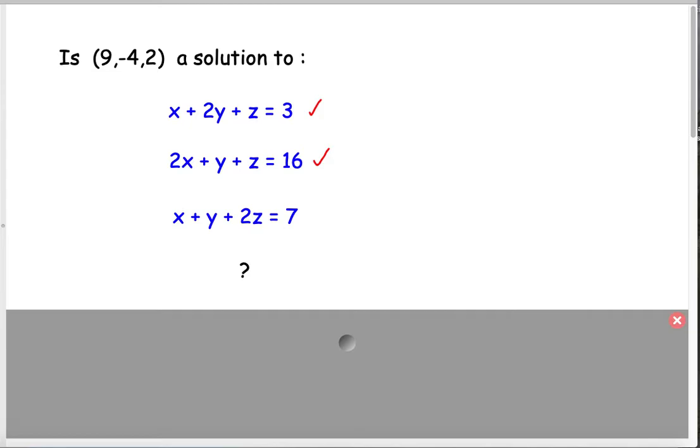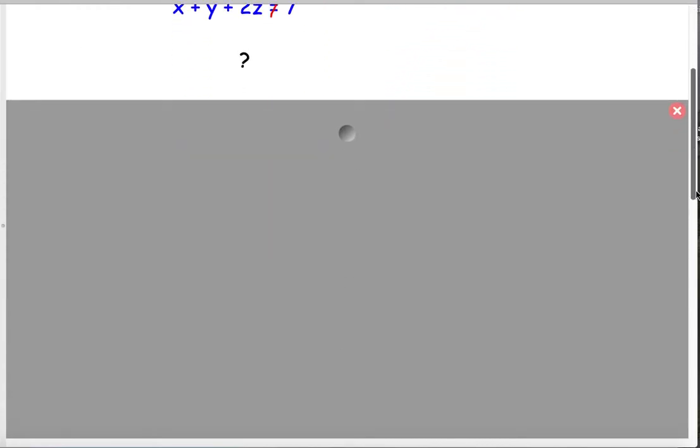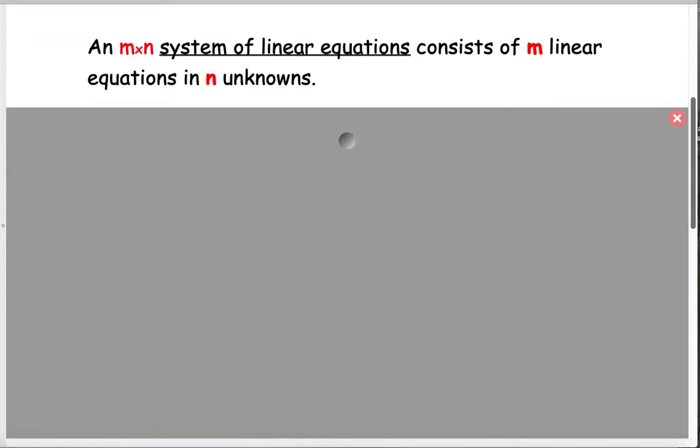9 minus 4 is 5, plus 4 is 9, not 7. So that one doesn't work. So it has to work in every equation to be a solution for the system. So now we're talking about systems of equations versus one specific equation. So we have 9, negative 4, 2 is not a solution to this system of equations, but it is a solution to the first two linear equations. And that's what we want to focus on, systems of equations.